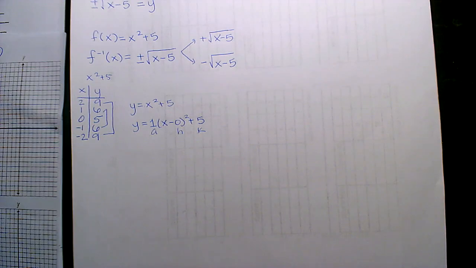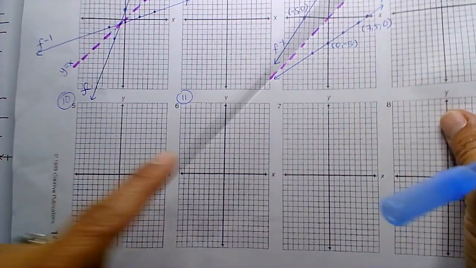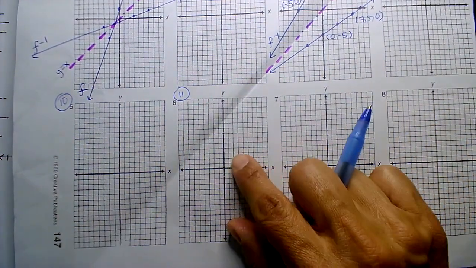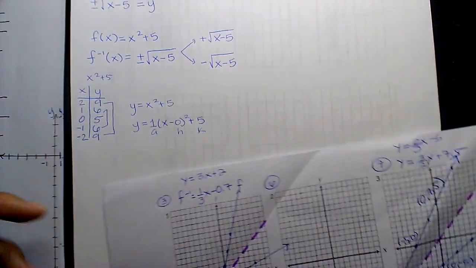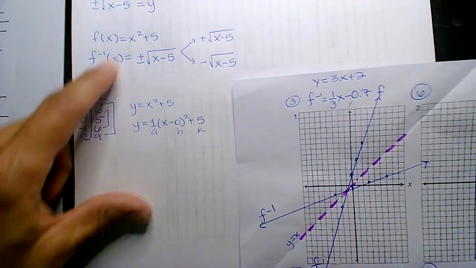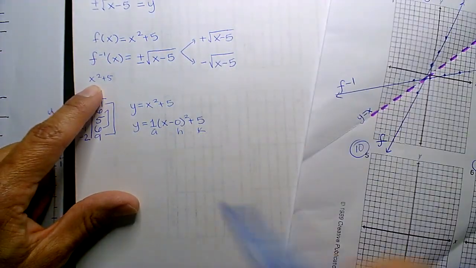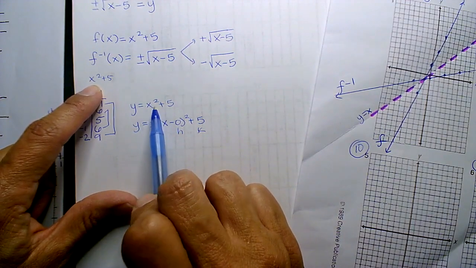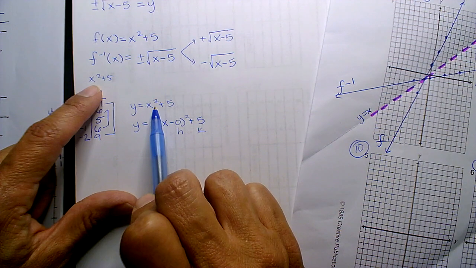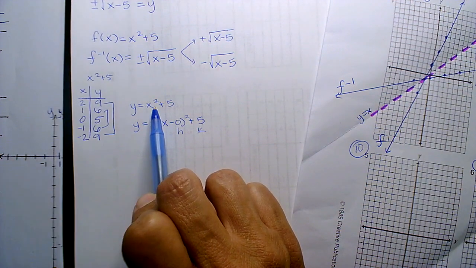Okay, so we want to graph the parabola here on 11, so we need to graph the original function, right? y equals x squared plus 5. All right, but you guys have to understand this is cleaned up. It's abbreviated, so ones and zeros are implied.